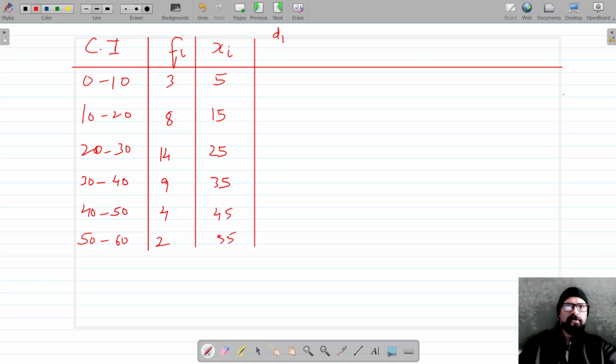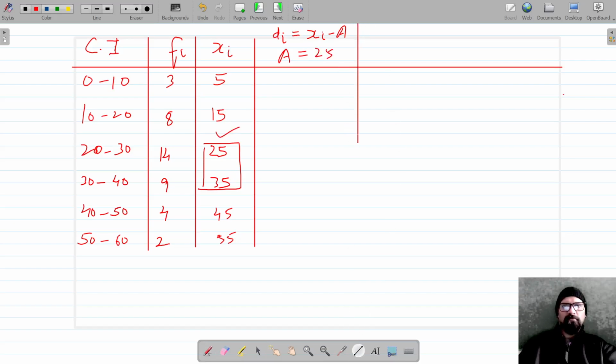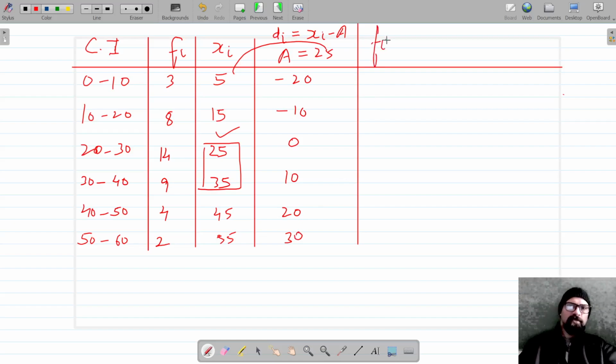Okay, now our next column will be the deviation from the assumed mean, and assumed mean will be the middle value. So these are the two middle values, and I'm going to take assumed mean as 25. So A is equal to 25. Now we have to subtract these class marks. So 5 minus 25 is negative 20. 15 minus 25 is negative 10. This is 0, which is 10, 20, and 30. So this is di.